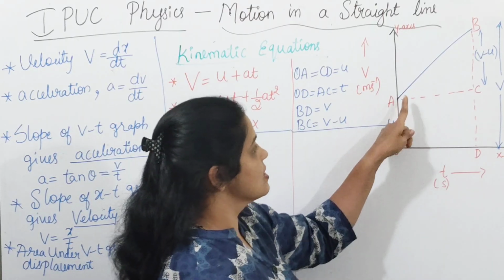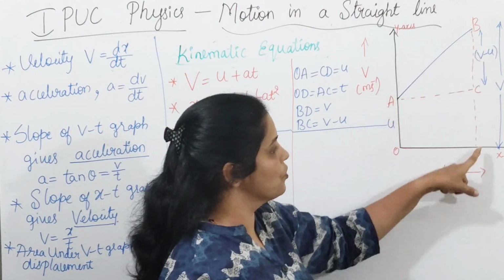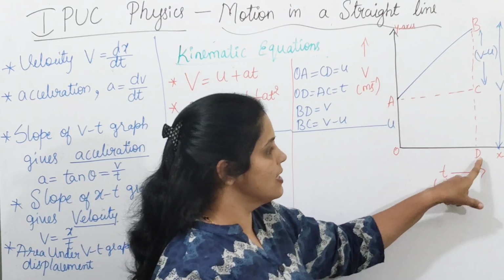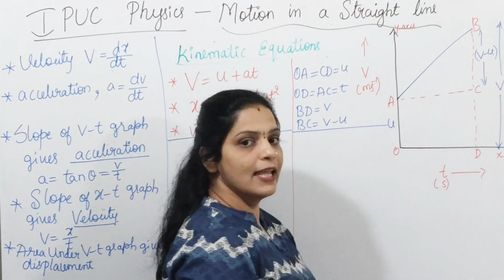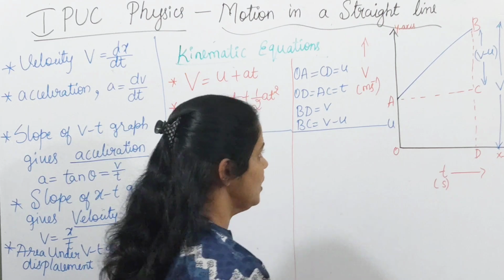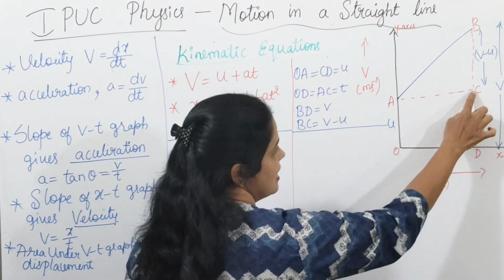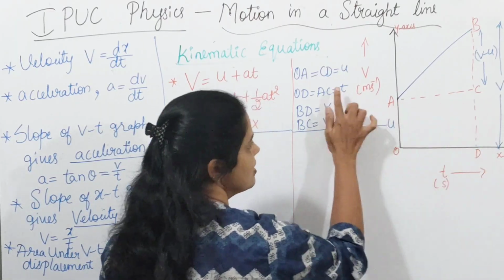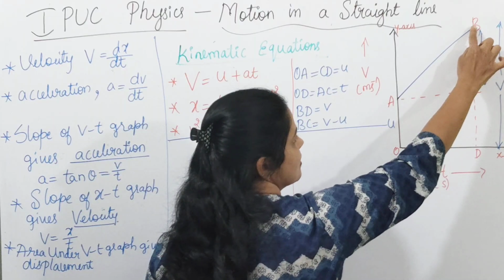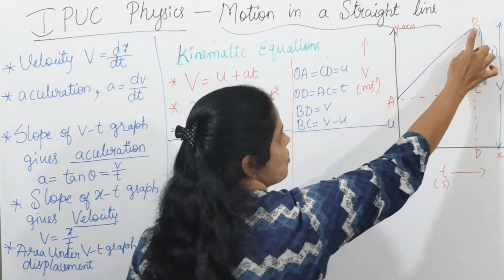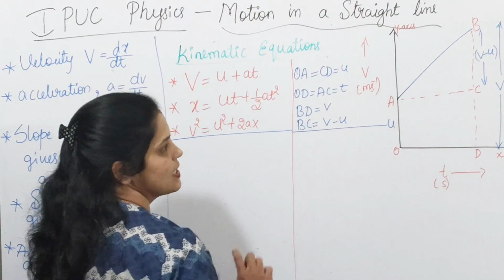Now, to find this equation, let us join point B to the x-axis. That point is D, and join A to this line, so that is C. AC is parallel to OD. Now, O to A is the initial velocity, which is the same as CD. They are parallel, and this is the initial velocity. Here the velocity is increasing. Point B is the final velocity, that is BD gives the final velocity v.